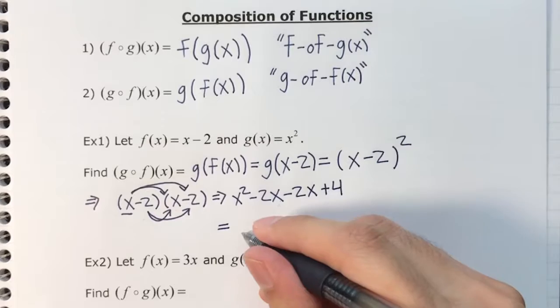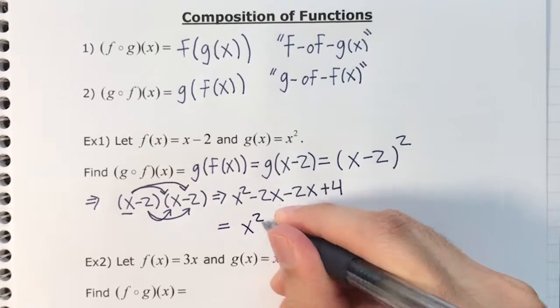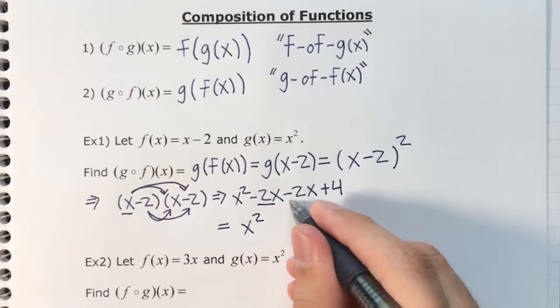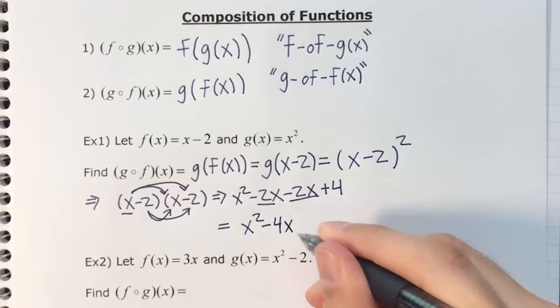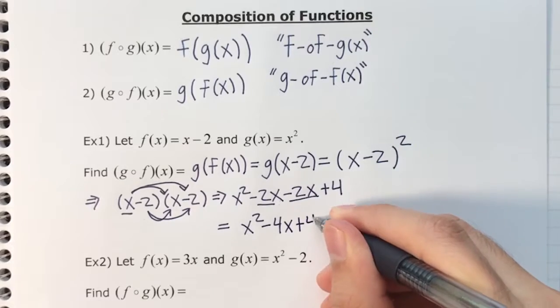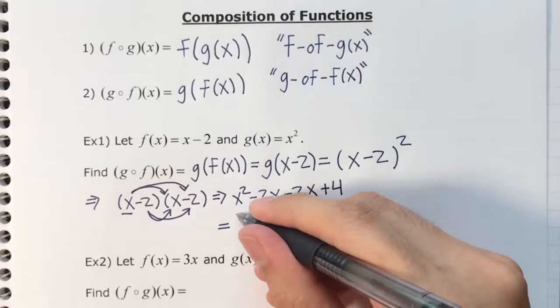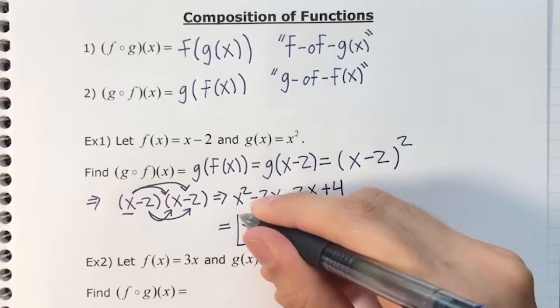And last thing, we combine like terms. We have x squared. These two are the same, so negative 2 minus 2 is negative 4x plus 4. And again, we always box our answers.